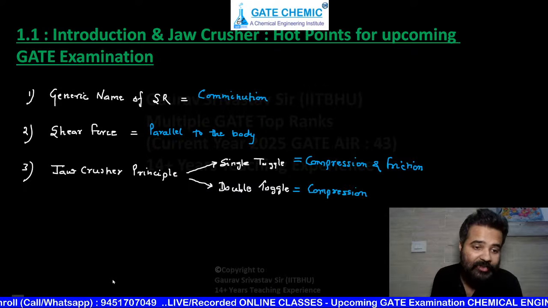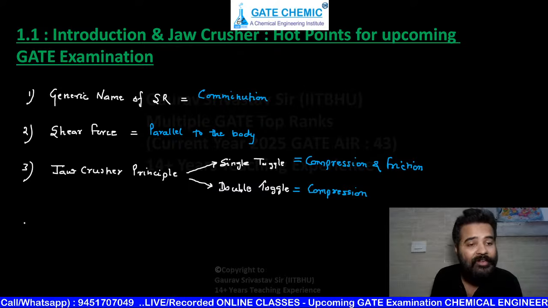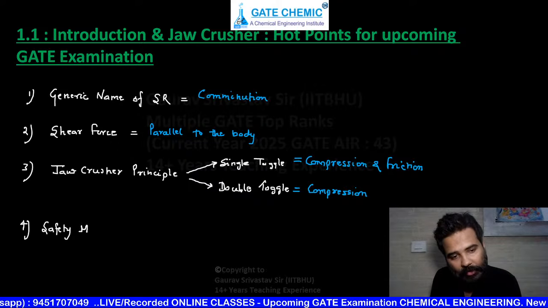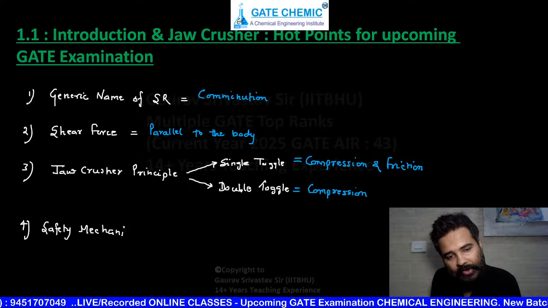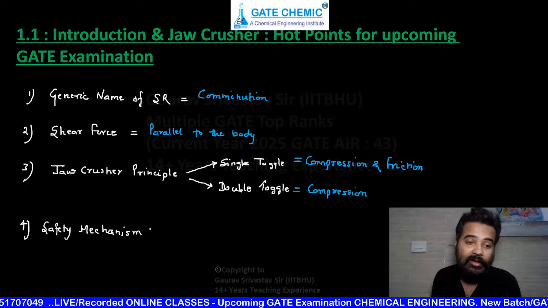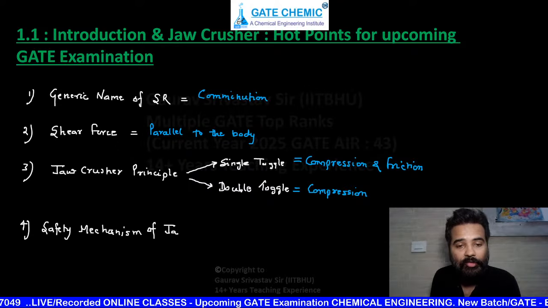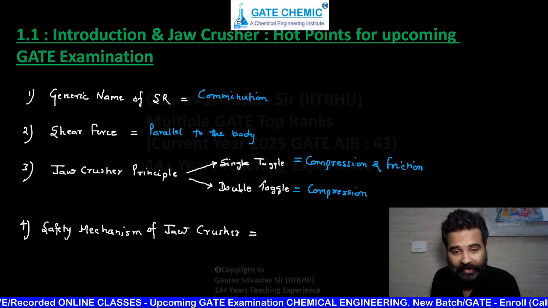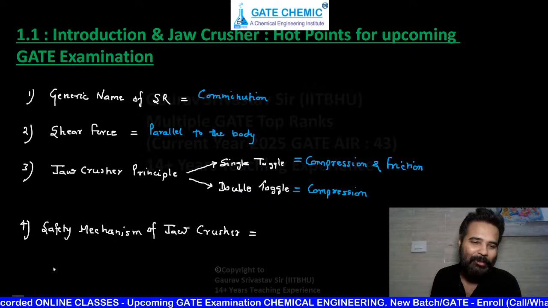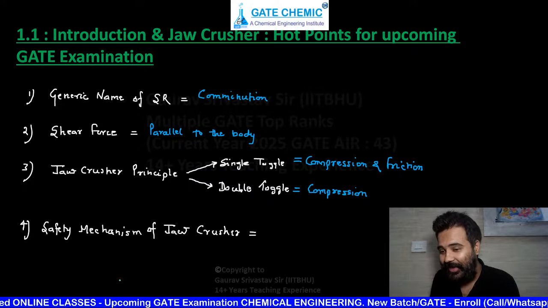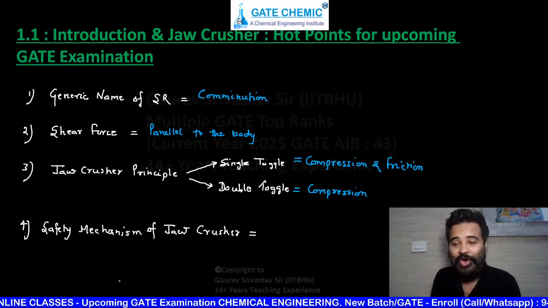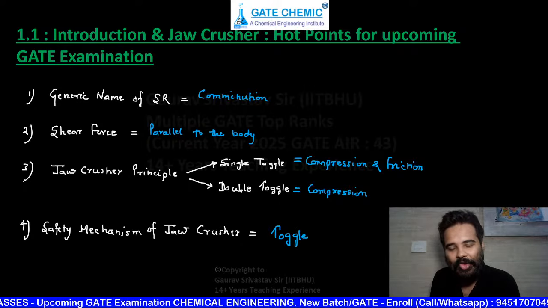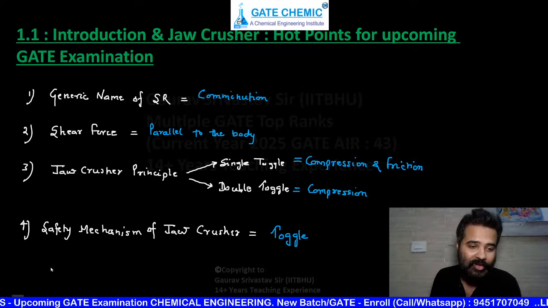The principle is only compression. And safety mechanism: if someone asks you what is the safety mechanism of jaw crusher, that is going to save it from very hard material. Can you tell me the name of that safety mechanism of jaw crusher, beta? It's toggle. That is the safety mechanism for jaw crusher.